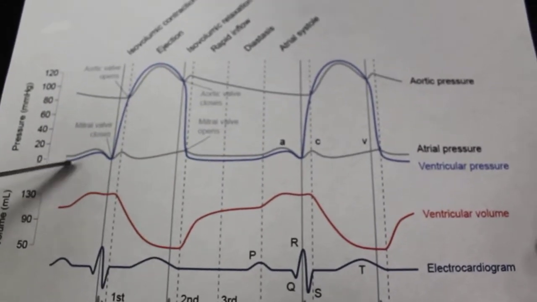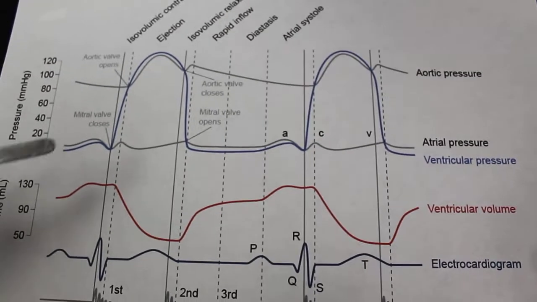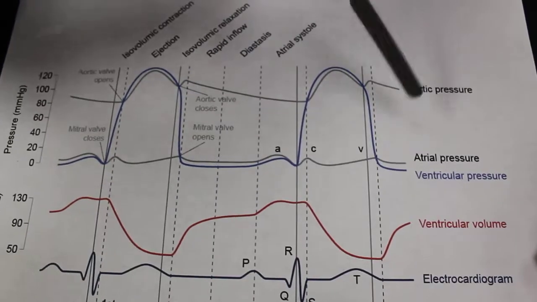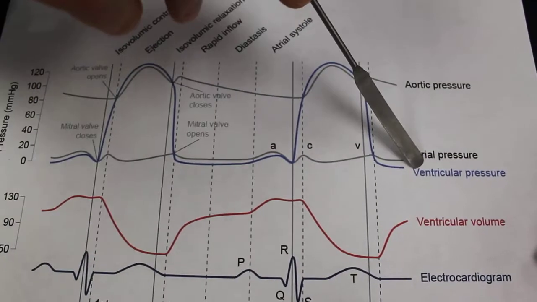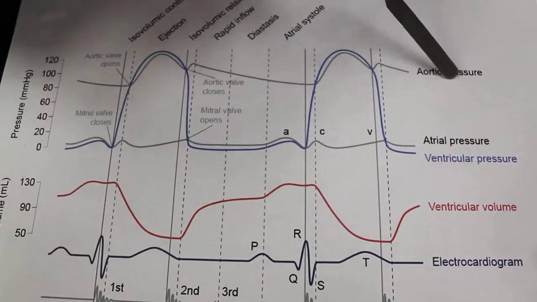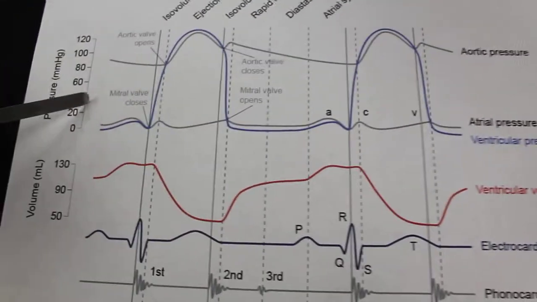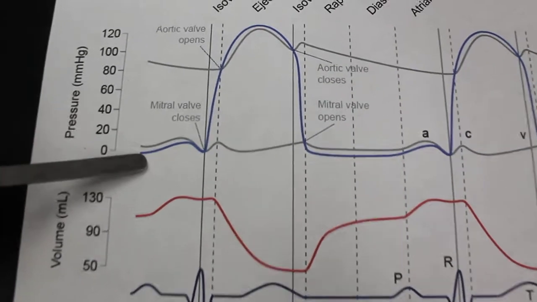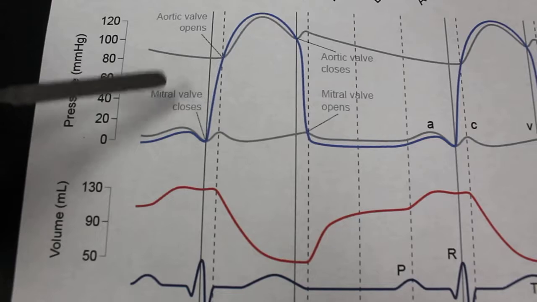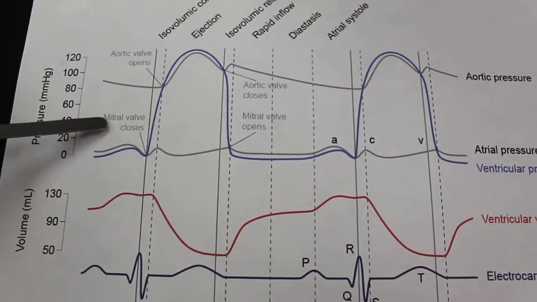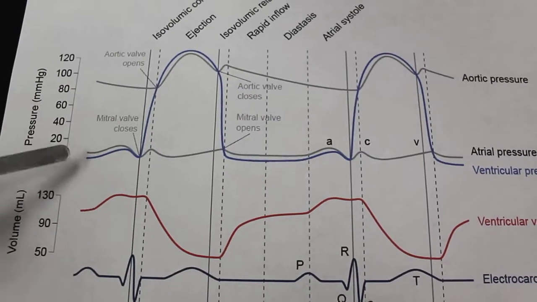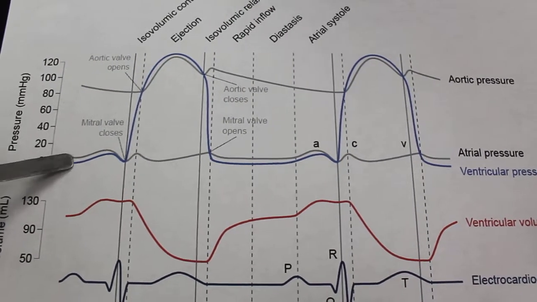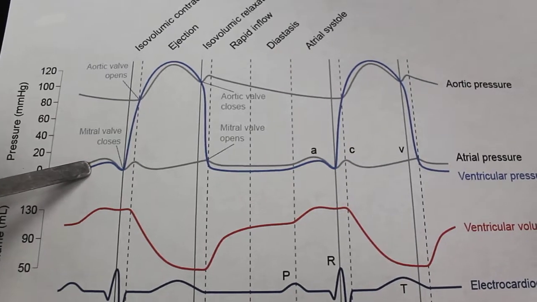This is actually the left ventricle. So we're going to start by looking at ventricular pressure, and then we're going to look at how that interacts with all of these other concepts here. So ventricular pressure, we're going to start over on this side. Our ventricular pressure is low down here during diastole.